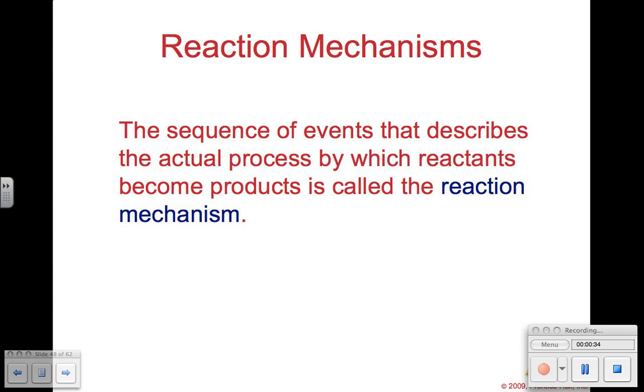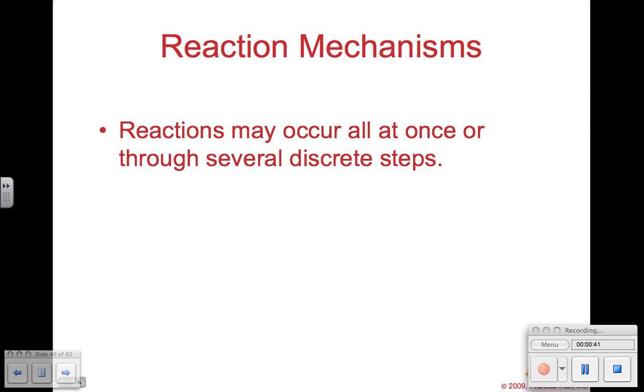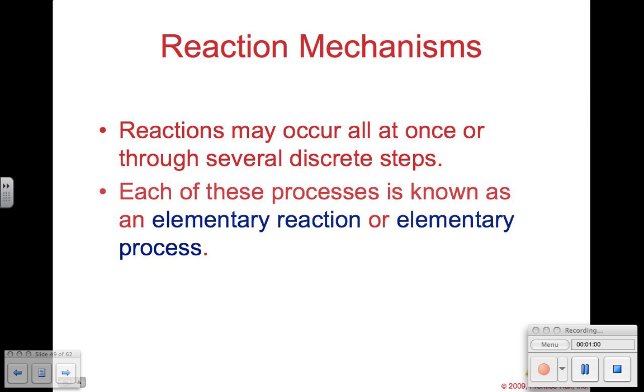The sequence of events that describes the actual process by which reactants become products is called the reaction mechanism. So it's kind of the steps that they take. Some reactions might occur all at once, but it's also possible that a reaction might go through 2 steps or 3 steps. So a multi-step process can actually be defined or predicted.